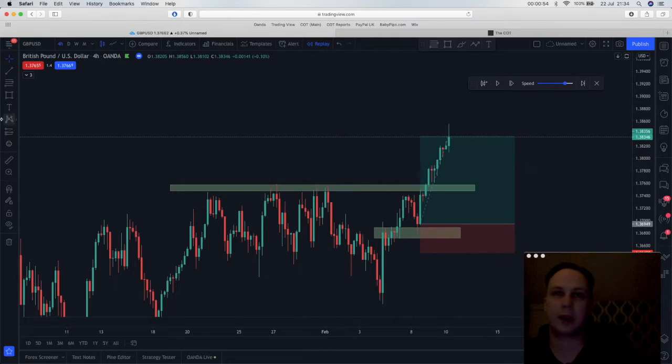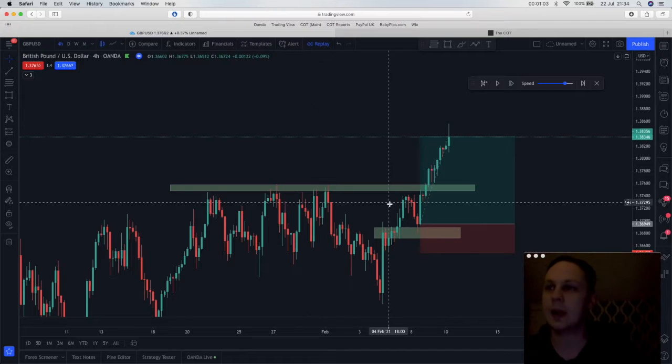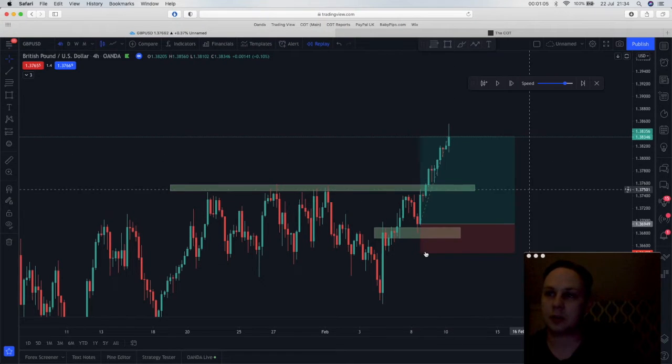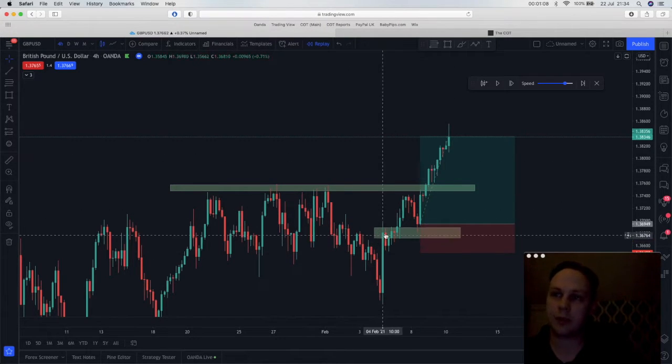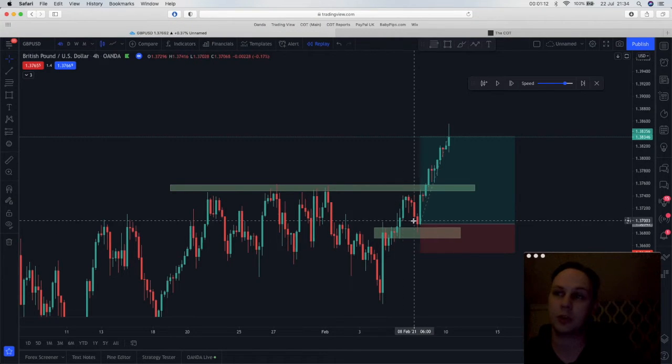Fantastic. First trade in the bag. How many pips have we profited? 140 pips from this trade. Beautiful, nice and easy. Let's go over it again. So the market broke above the previous level of resistance. We then anticipated it to turn into support, which it did.